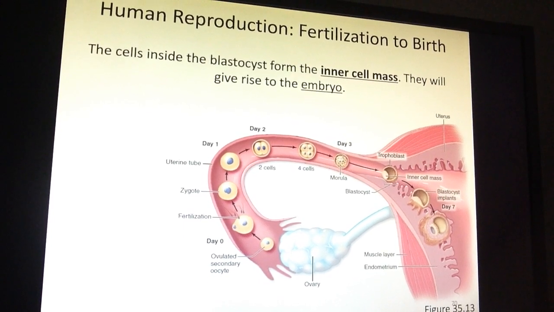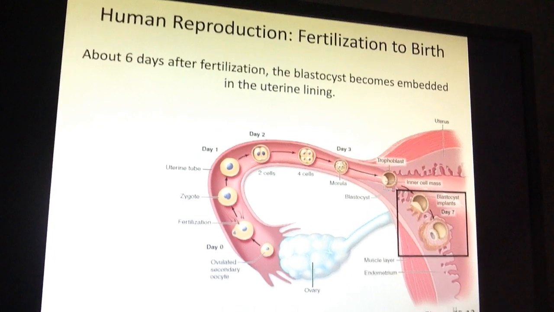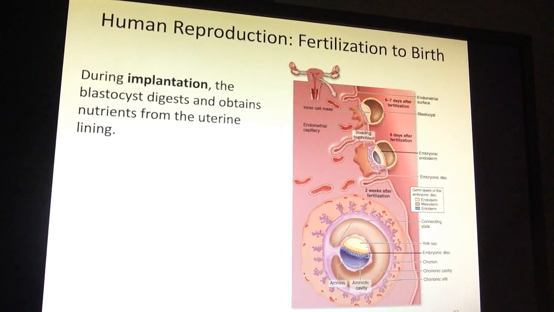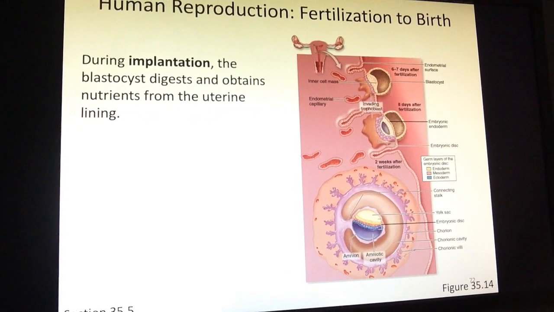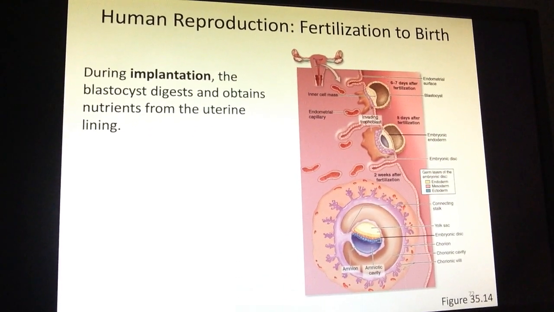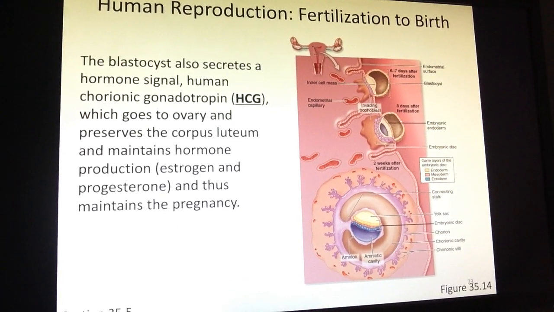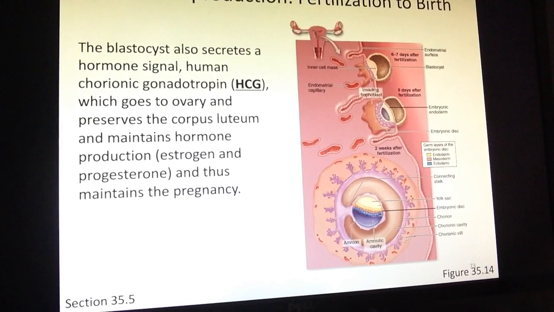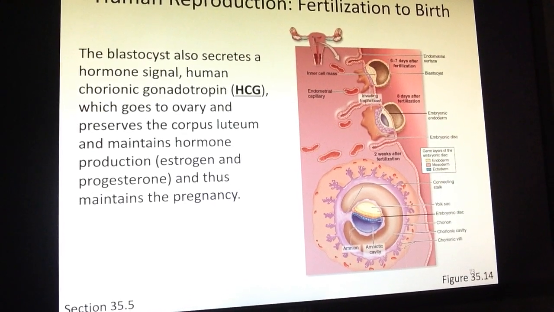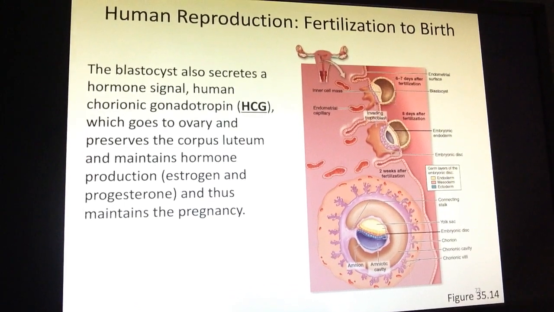All right, the inner cell mass will become the embryo. Blastocyst implants in the uterus. Implantation happens after day 5. And you can tell if there's a zygote formed because zygotes secrete this hormone called HCG. Human chorionic gonadotropin is what pregnancy tests detect.